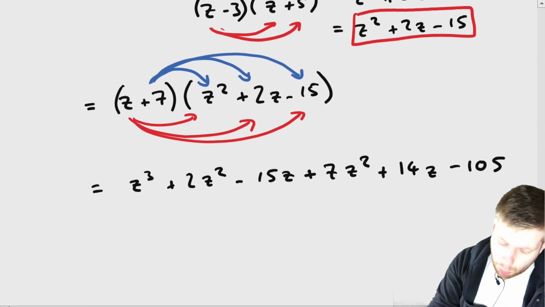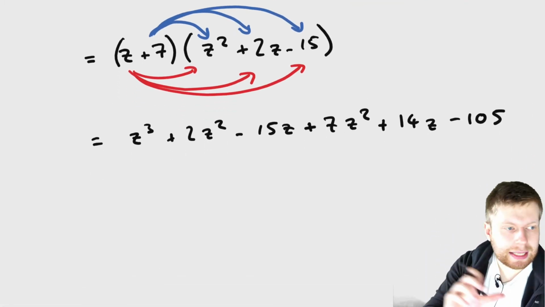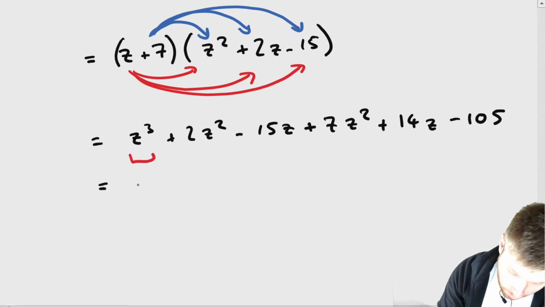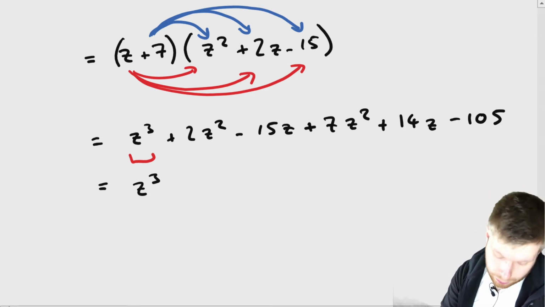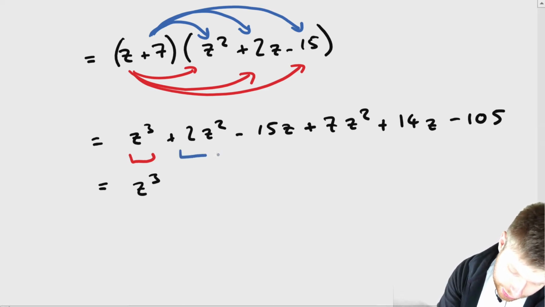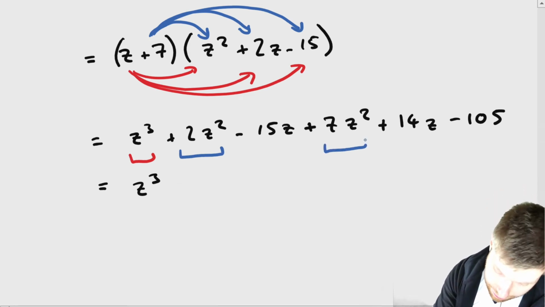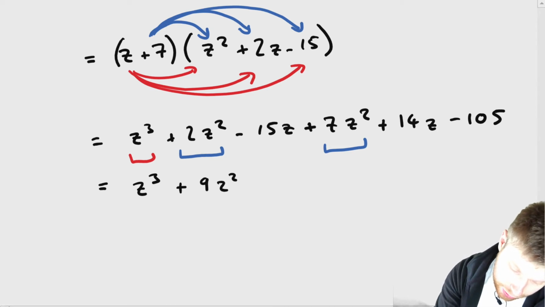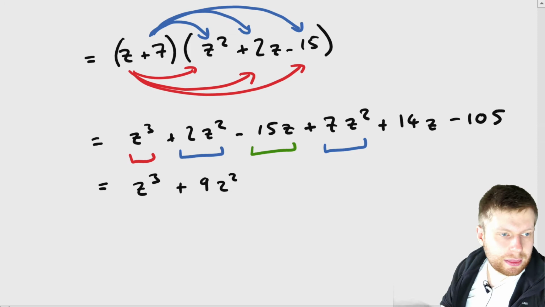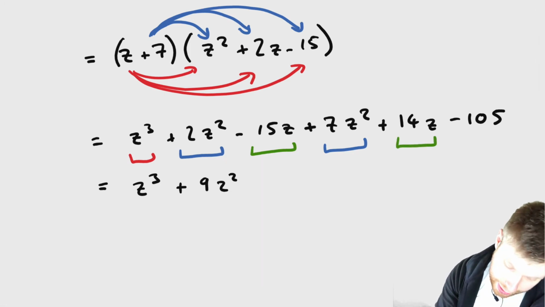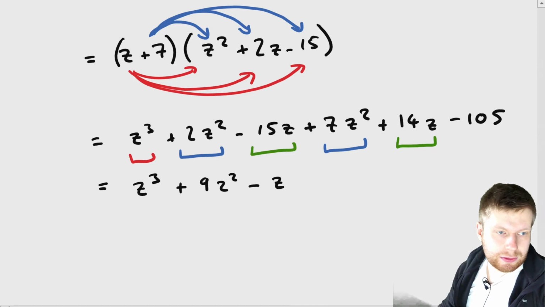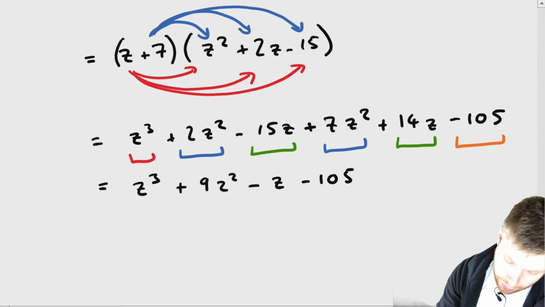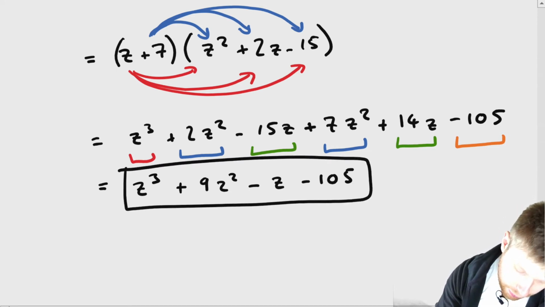All right. Now all I'm going to do is collect together the like terms. So you notice there's no other term in here which has a z cubed in. Therefore, there's just going to be a z cubed. Now, if I look at the z squared terms, well, there's a z squared term there, and there's a 7z squared there. So therefore, in total, I'll have 9z squared. Now, let's have a look at the z's. Well, I've got negative 15z there, and I've got positive 14z there. That's going to give me negative 1z, or just negative z. And then finally, all that's left is that negative 105. So I'm just going to write negative 105 there. So that would be the final simplified answer.